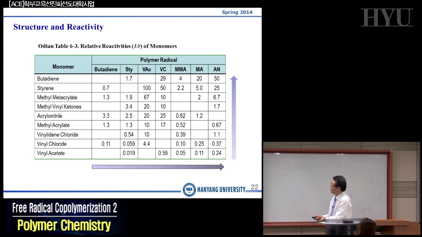So what you can see is that for the monomer, from bottom to top, at a given radical, the relative reactivity of the monomer increases from bottom to top. Okay, bottom to top means that you have a vinyl and another vinyl for butadiene.